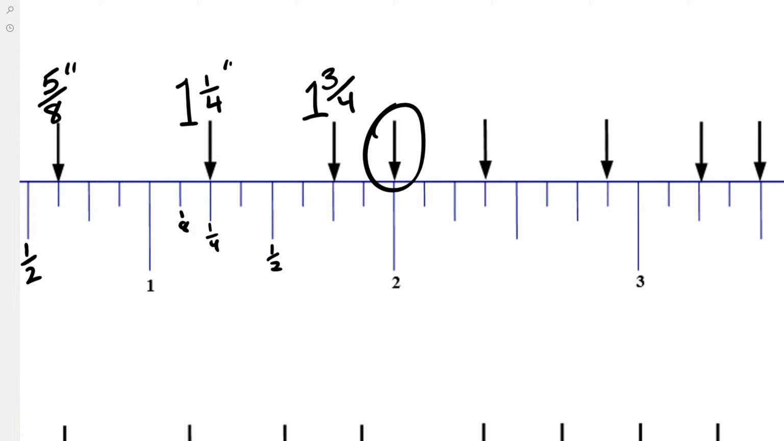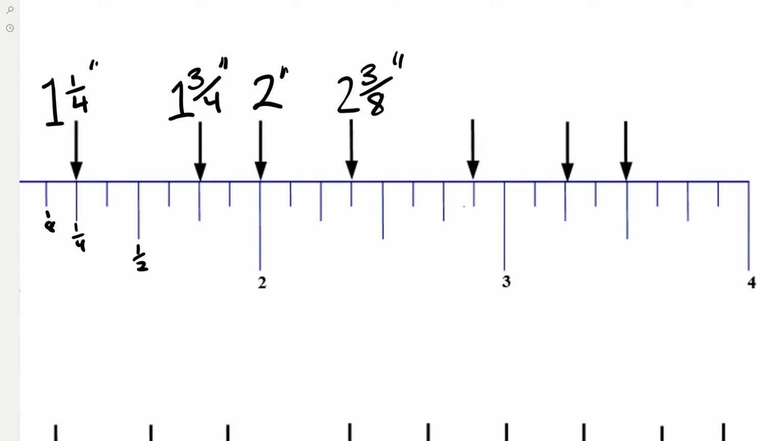This one here is easy. It's exactly on 2 inches. So that is 2 inches. What about this one here? Well, now we do have to count eighths. So that's 2 whole inches, and then 1/8, 2/8, 3/8. 2 3/8 inches.